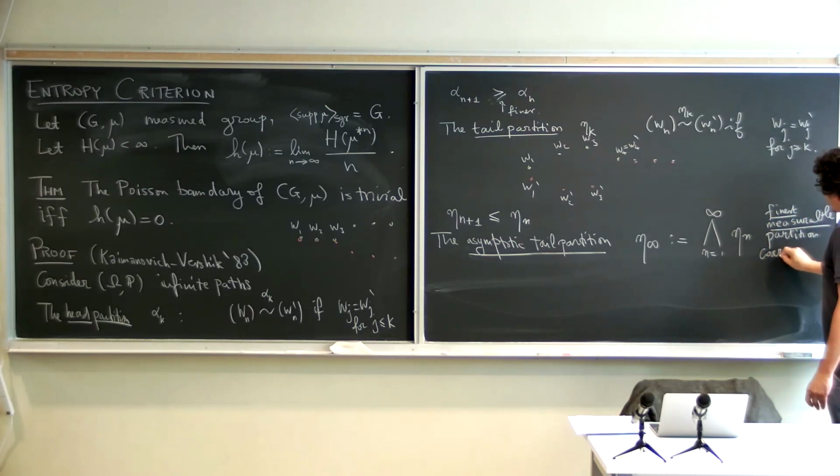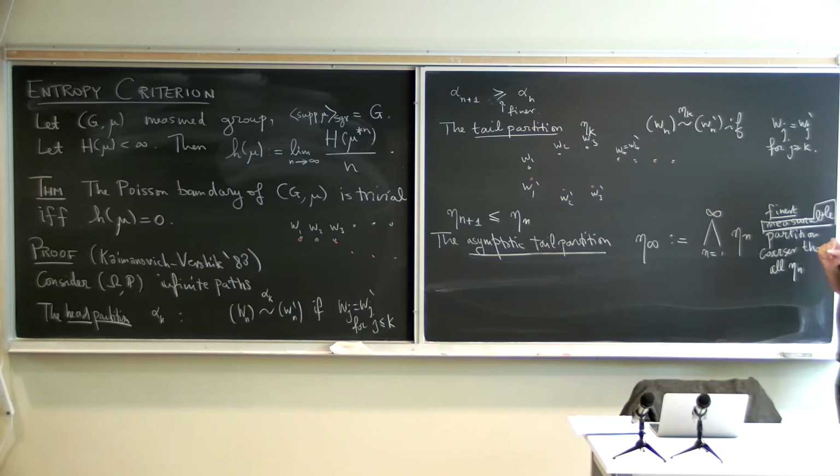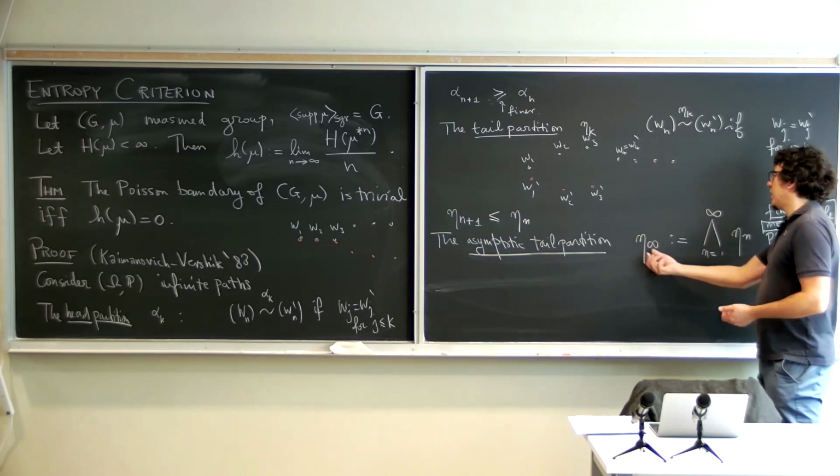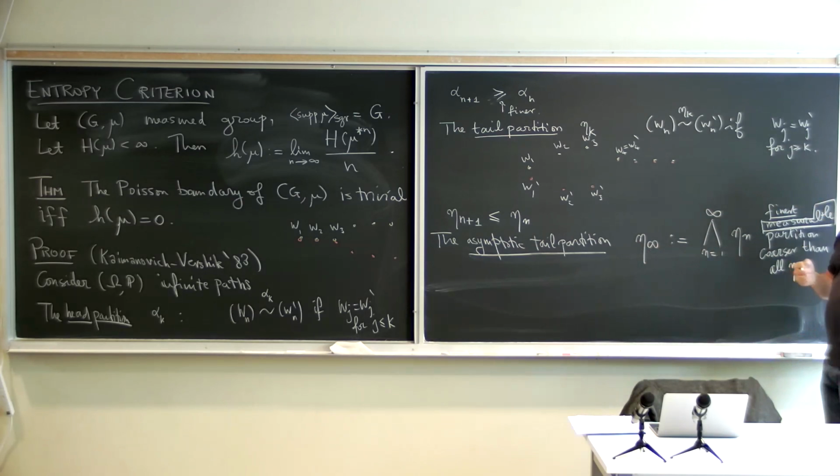Coarser than all eta n. So again, this measurable means that this is, say, countably separated from what we said last week. So we don't just take the classes, but we might need to join certain elements in the same equivalence class to make this partition.